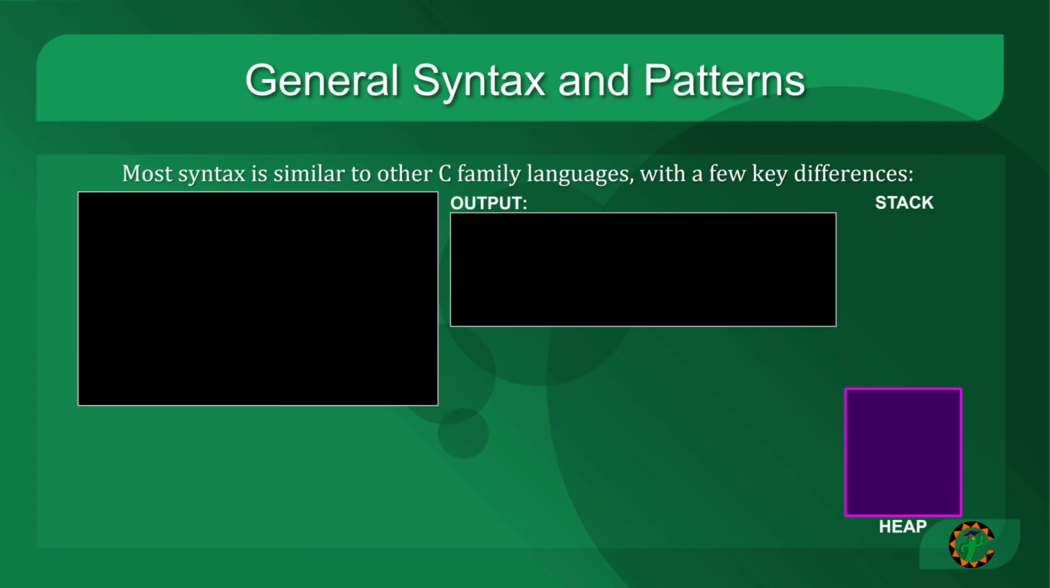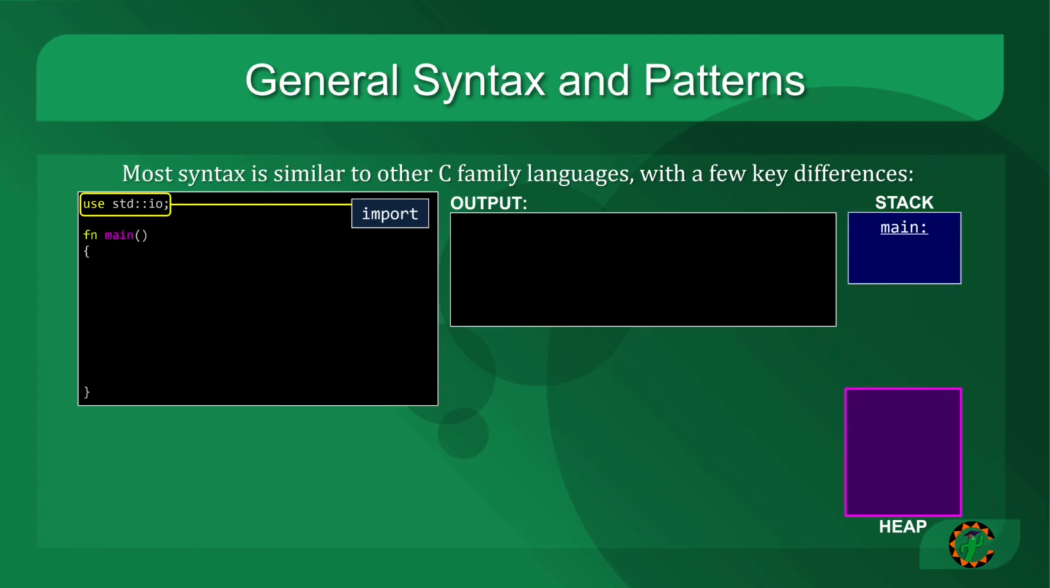In this case, we're going to read from the standard input, and to do that, we'll want to use the standard I/O module. In Rust, the use keyword allows us to import modules. We'll also trace progress of the stack and heap here, so let's add the main stack frame.